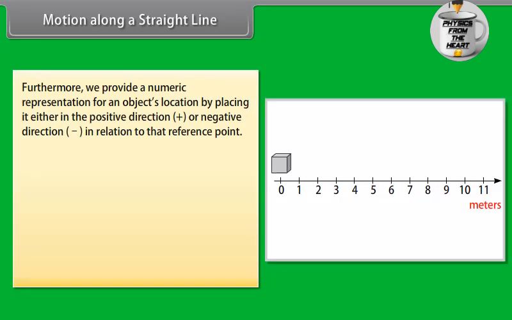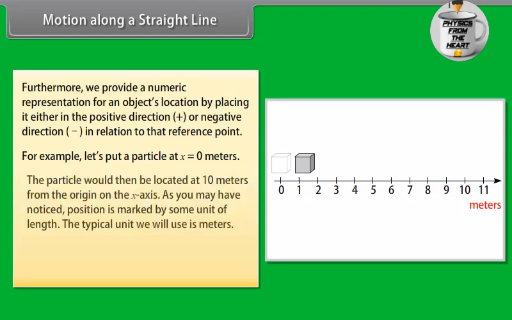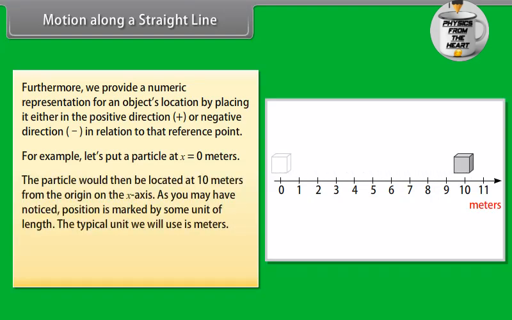Furthermore, we provide a numeric representation for an object's location by placing it either in the positive direction or negative direction in relation to that reference point. For example, let's put a particle at x equal to 0 meters. The particle would then be located at 10 meters from the origin on the x-axis. As you may have noticed, position is marked by some unit of length. The typical unit we will use is meters.